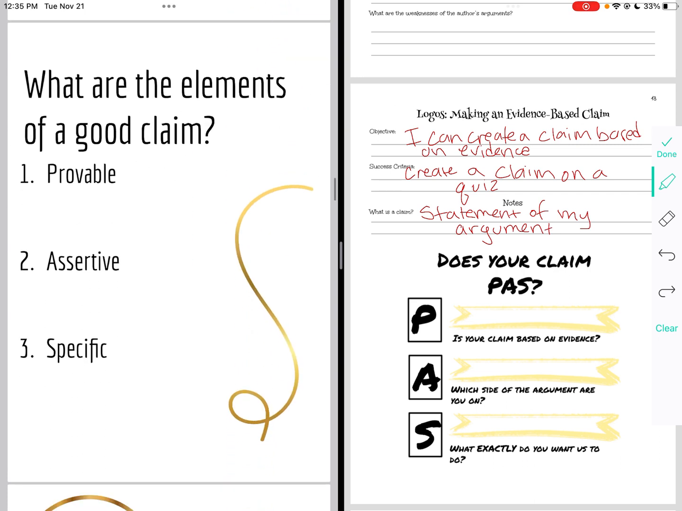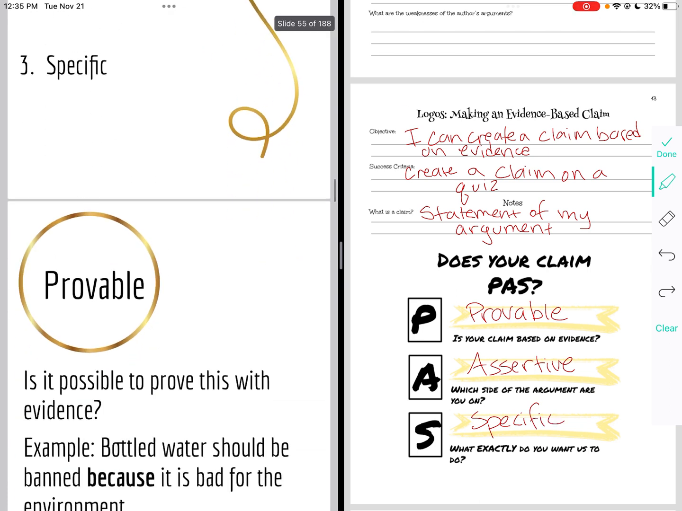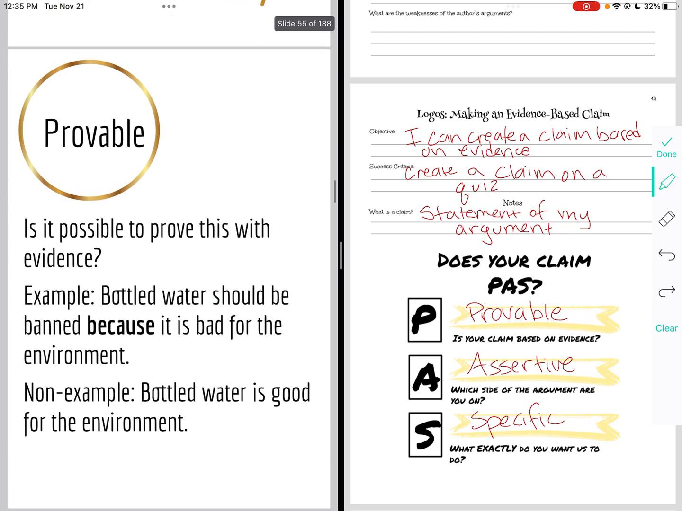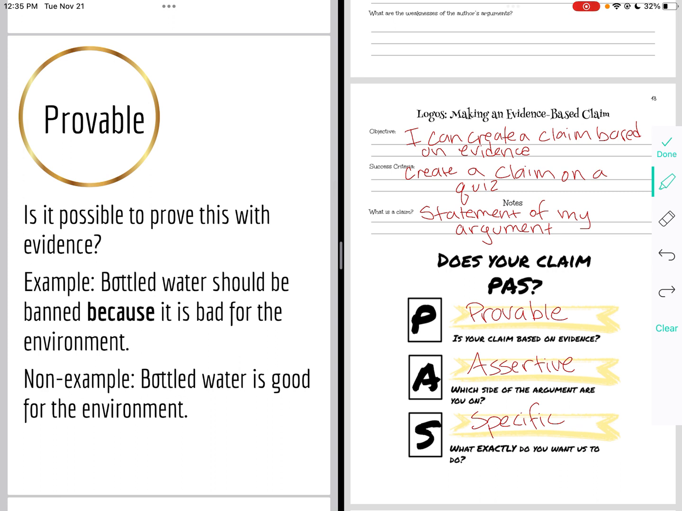Claims should have 3 elements. First, they need to be provable. Next, they should be assertive. And third, they should be specific. So first, when we're talking about this provable, this is where we're going to tell somebody why they should do something. And that why needs to be something based on evidence. To tell somebody why, you need to use the word because. And it also needs to be relevant.